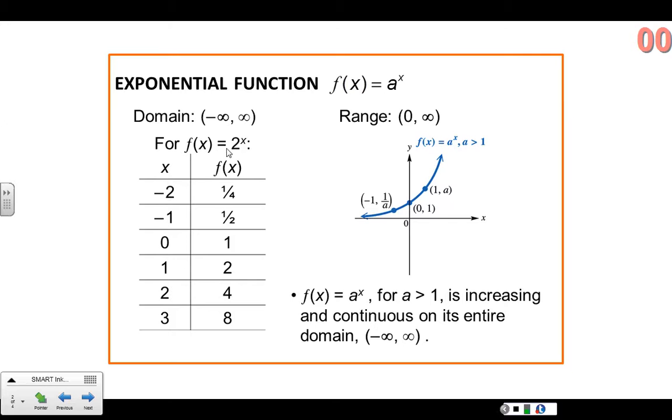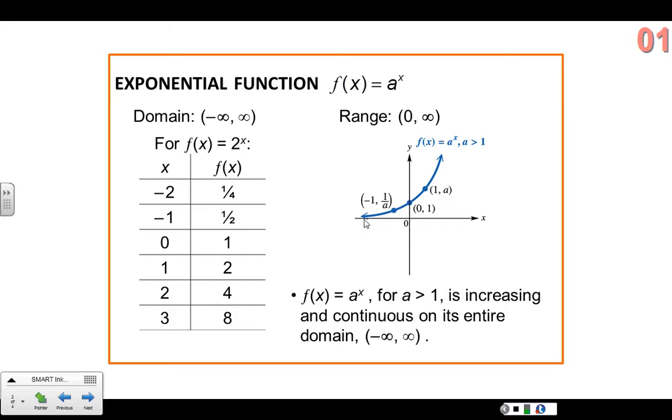If we have the function f of x equals 2 to the x, for example, and we plug in different powers, 2 to the negative 2, remember that's 1 over 2 squared, so 1/4. If you'll remember, negative exponents flip the expression. 2 to the minus 1 would be 1 over 2 to the first, which is 1/2. Anything to the power of 0 is 1, so 2 to the 0 would be 1. 2 to the first is 2. 2 to the second is 4. 2 to the third would be 8.